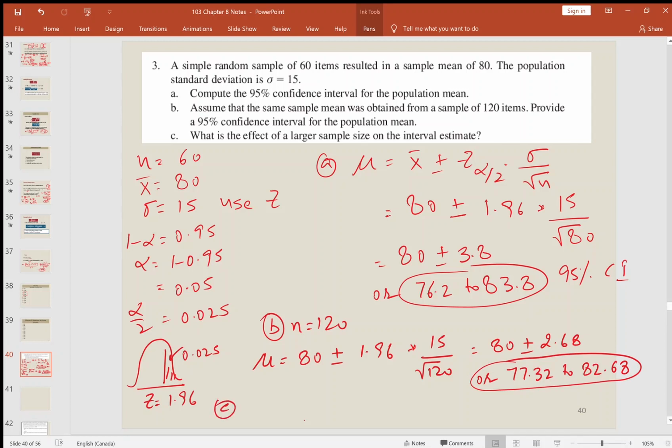Part C says, what is the effect of a larger sample size? Well, when n, the sample size, goes up, your margin of error E goes down from 3.8 to 2.68. So the margin of error goes down and your interval estimate becomes narrower, which is good, right? So everything is good. As you increase the sample size, margin of error E goes down and the interval becomes narrower.